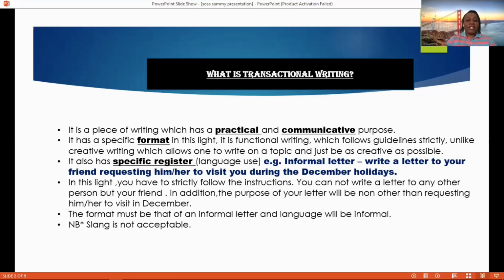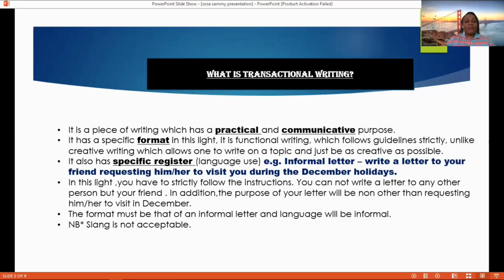So notice that this letter has to be practical, it has to be communicative according to the instruction given. That is what transactional writing does. It doesn't allow us to move out of the guidelines, but rather to remain within and communicate accordingly as per instruction. That is key.